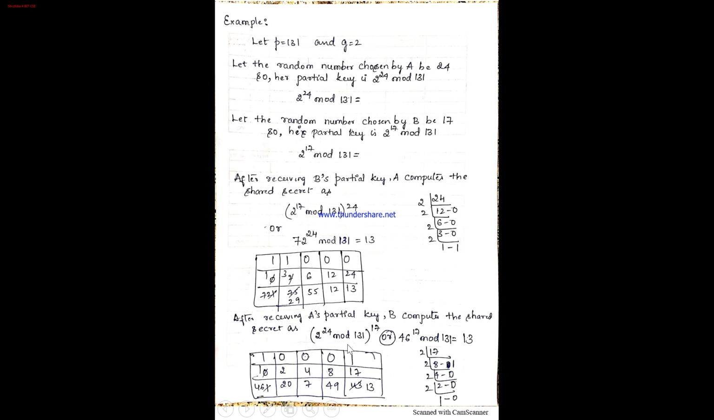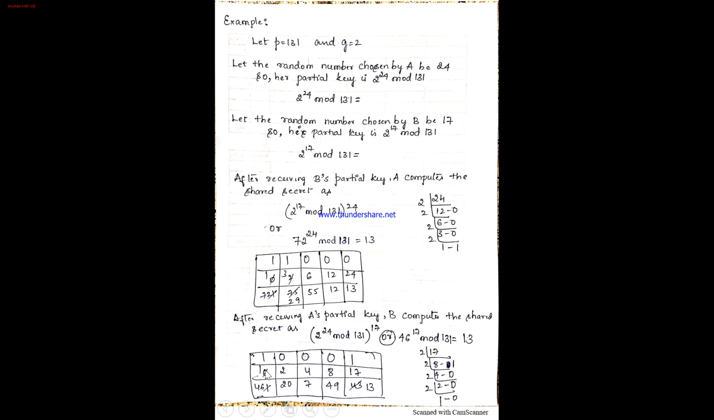Similarly on the receiver end B, after receiving A's partial key, the partial key of A is 2 to the power of 24 mod 131, which is 46. Now 46 to the power of 17 mod 131. Calculating directly from the calculator is really difficult, so in that case you can split the powers, even that works. If not, you can go with this method. Even this is very easy. Once or twice if you work it, you will definitely find it very simple.